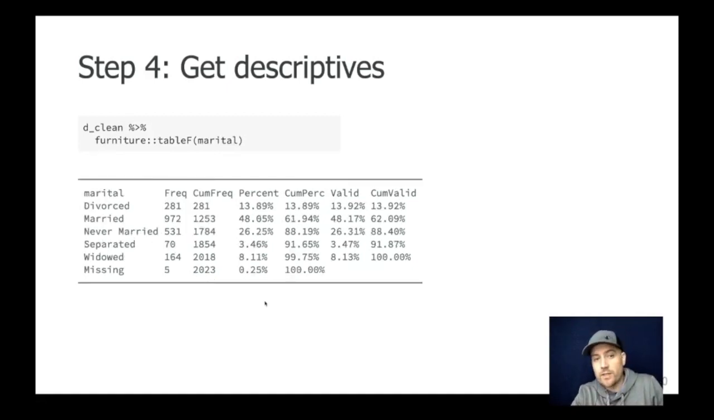You can do this with the marital status variable too. Again, it's given us the frequencies here, how many are missing. This is the cumulative frequency, and the total sample size is there.